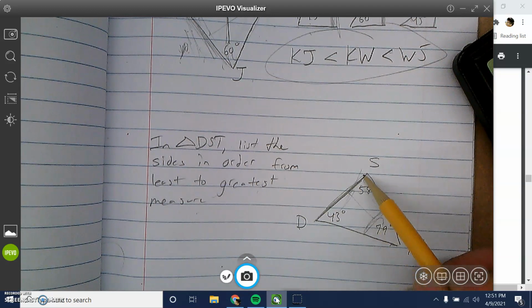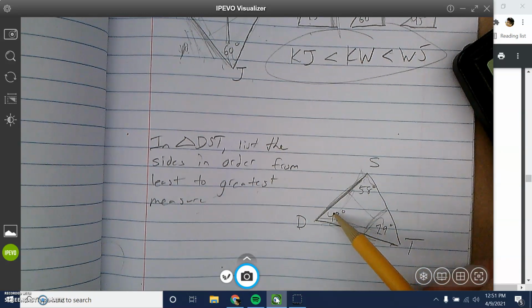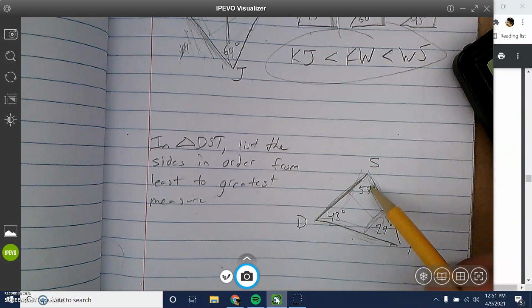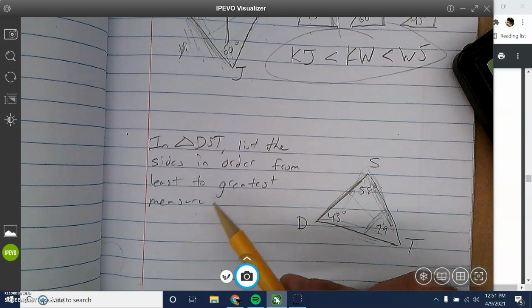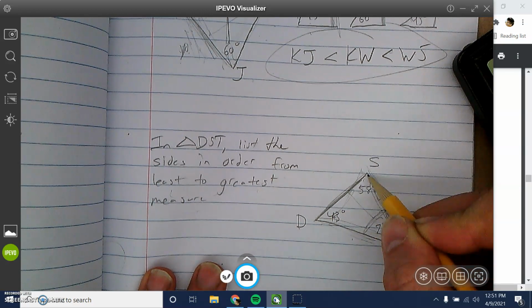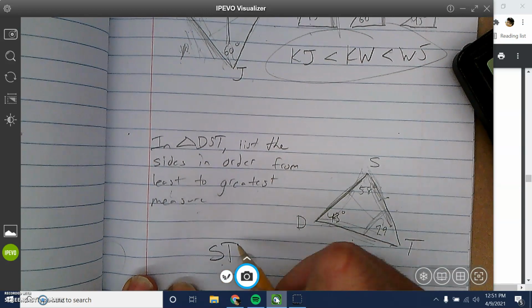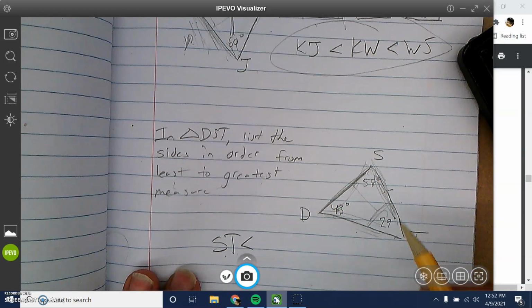And then 58, that's the second biggest angle, so DT is going to be the second biggest side. And then 43, opposite that, is going to be the smallest side. Why? Because it's the smallest angle. So least to greatest. So least one, so that's opposite to 43, because 43 is the least angle. So ST is going to be the least side, the smallest side. I don't know what it is, but I do know ST is going to be the smallest.